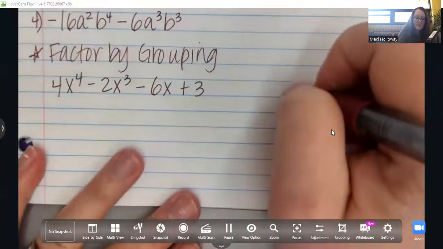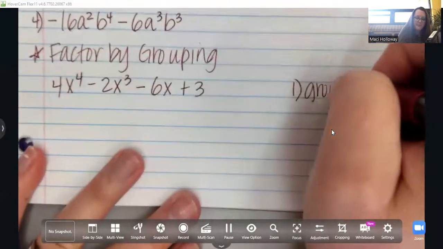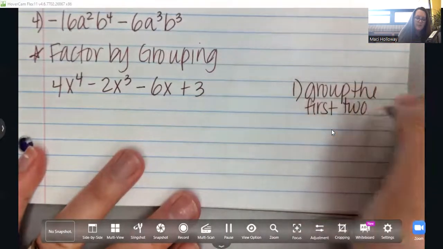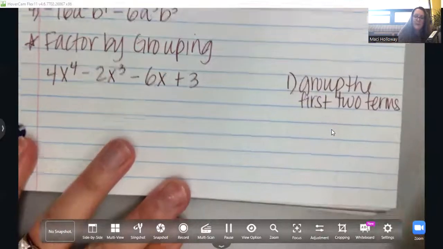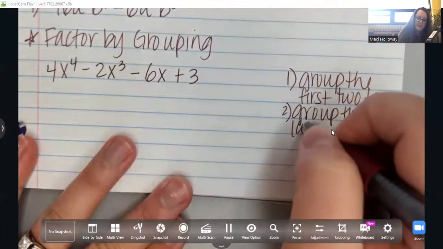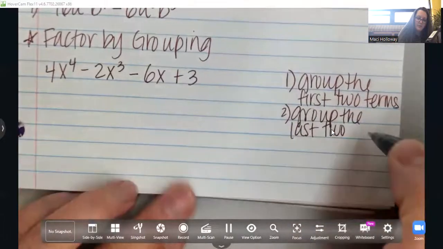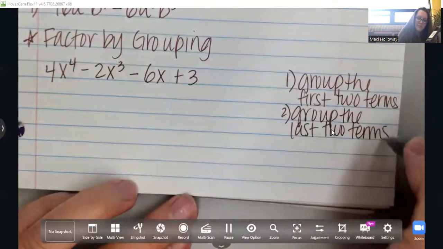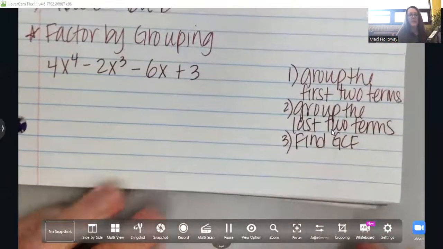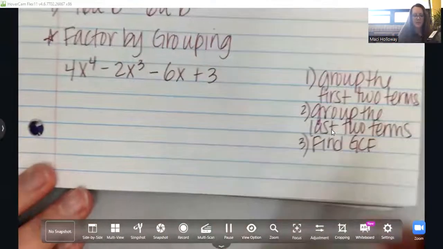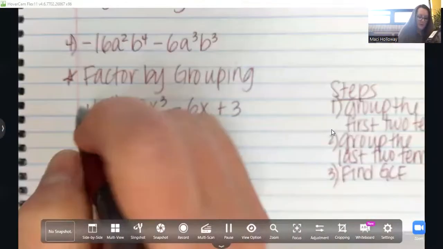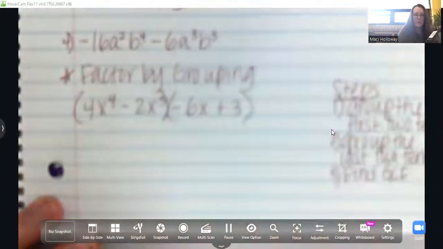So my steps in factor by grouping is to group the first 2 terms and group the last 2 terms, and then find the GCF and then put it together. So let's try this, and we'll have some more steps in just a little bit. Steps, if you can see that. So I'm going to group my first 2 terms and group my last 2 terms like this.